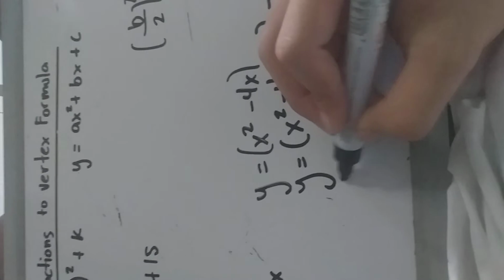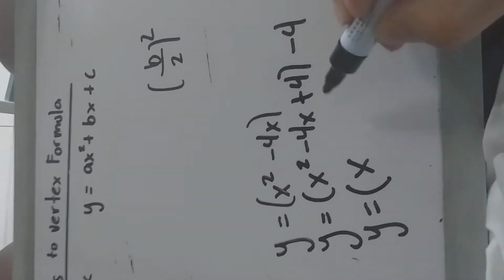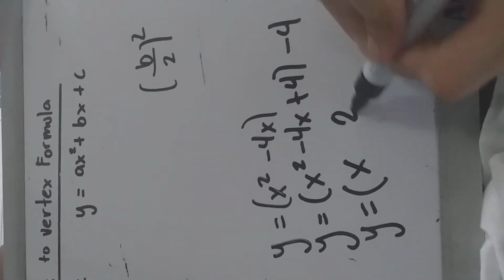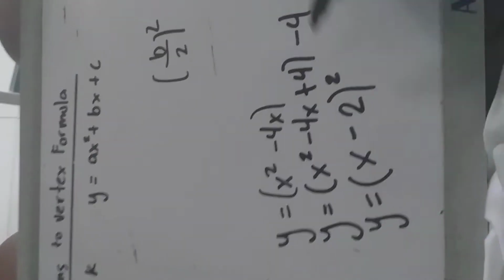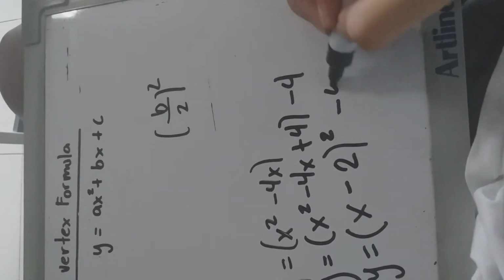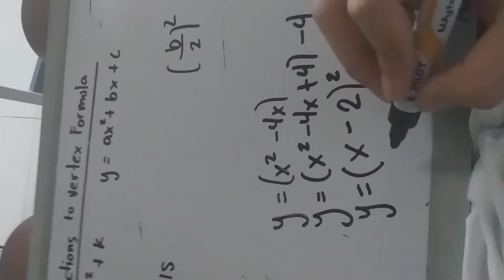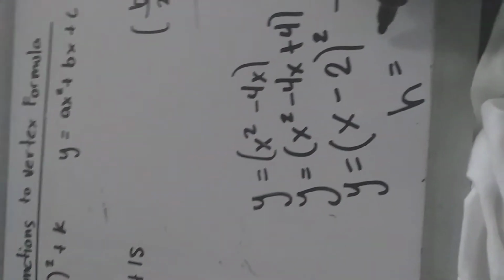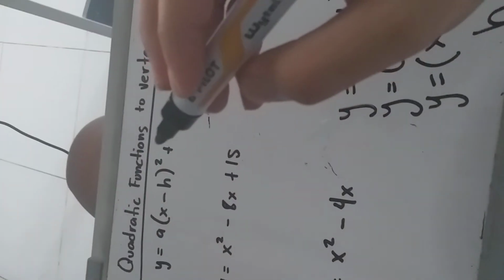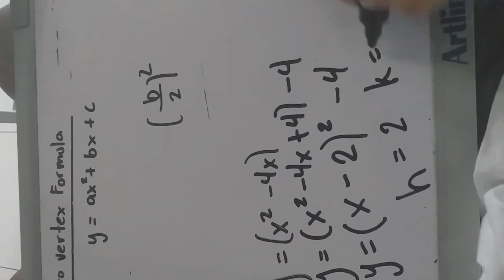So now, you just simplify. Square root of x is x. Square root of 4 is 2. Then the sign in the middle, negative. Squared. Then just rewrite the -4 because there's nothing to simplify. And this is your answer here. Again, to find the values of h, your value of h is the number inside the parentheses, which is 2. And the k will be the value outside the parentheses, which is -4.